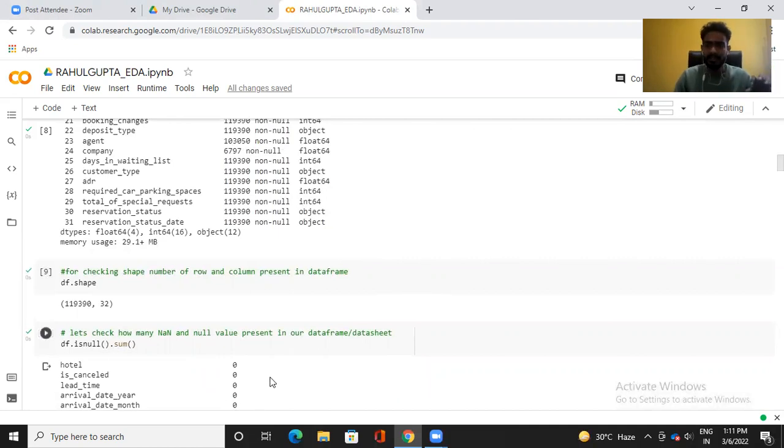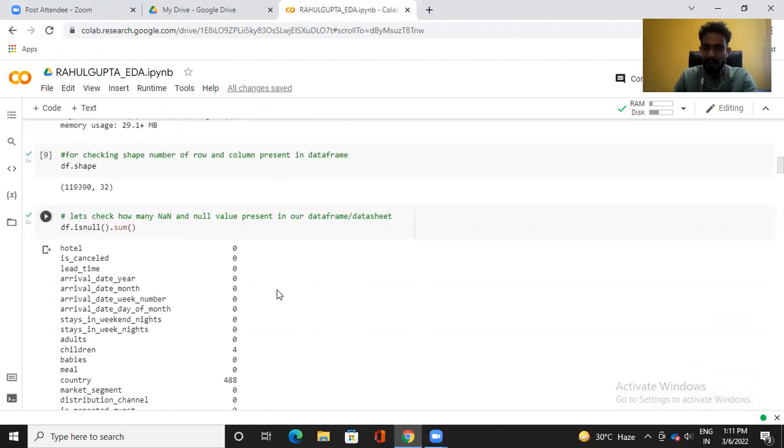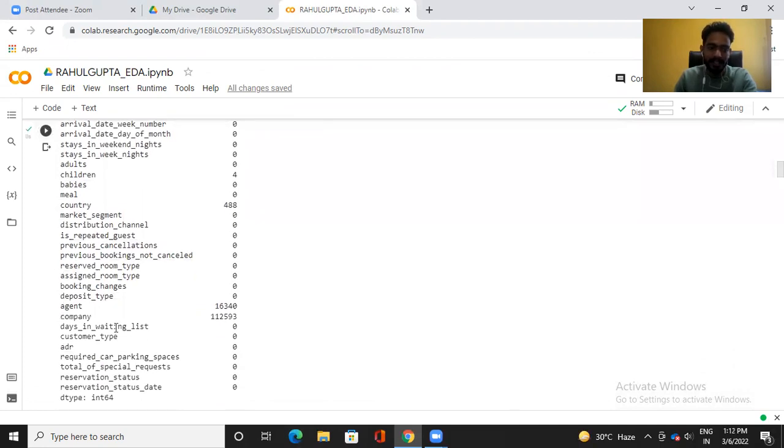Till now, I had seen only the information about the data. Here I used the command df.isnull().sum() for seeing how many null values are present in our data. From this, I saw that in company around 1,12,592 values are null, in agent around 16,340 values are null, and in country and children there are very few null values compared to our overall data of 1,19,000. So firstly, I dropped 2 columns called company and agent.